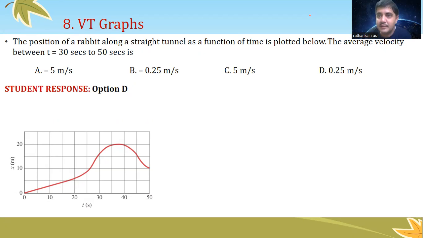Now, today we have a different question. The position of a rabbit along a straight tunnel as a function of time is shown below. The average velocity between t equal to 30 seconds to t equal to 50 seconds is... So, how do you find average velocity?